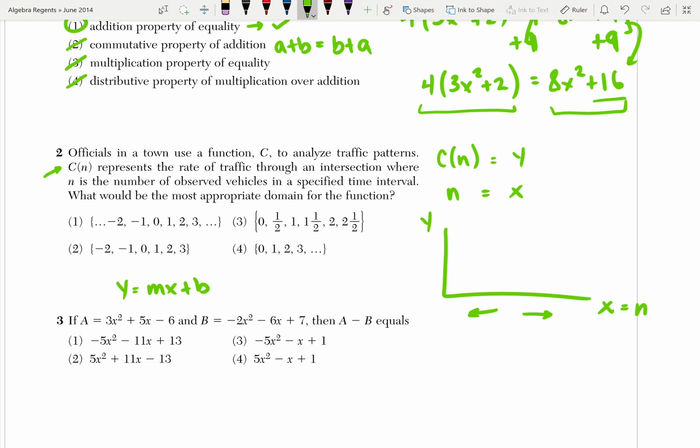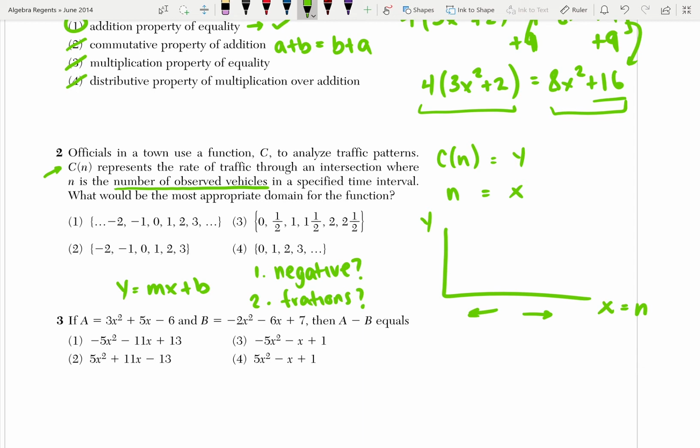Okay, so let's think about this problem. So what's going on our x-axis is n. And what's n in the context of this problem? n is the number of observed vehicles. So let's think about that for a second. Can we have negative vehicles? Can we have a negative amount of vehicles? Does that make sense? And can we have fractions of vehicles? Would that make sense in this problem? Do fractions make sense? Okay, so in answer choices 1 and 2 we see negative numbers.